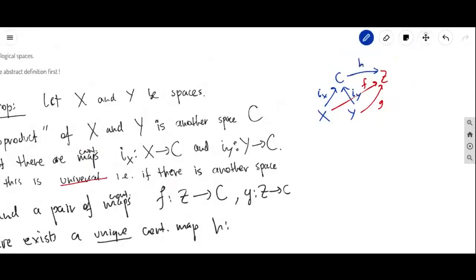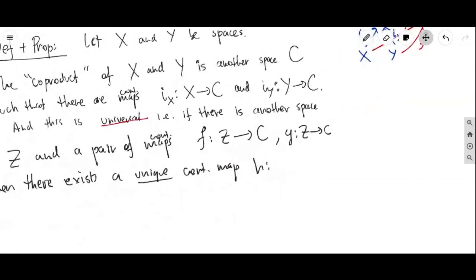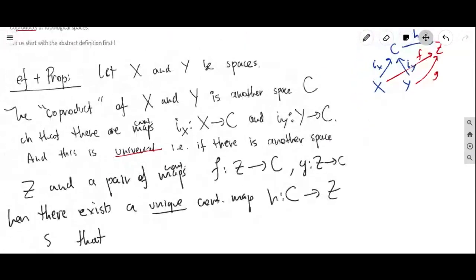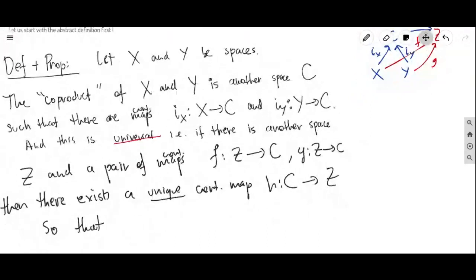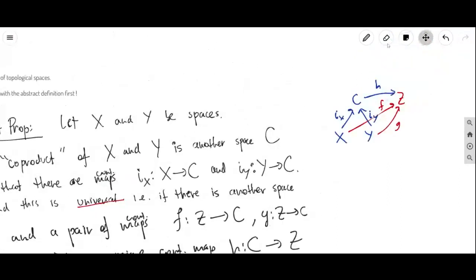So there's a map called H. So there's a unique map H from C into Z, so that the diagram commutes. That means that if you go along this red arrow, that's the same thing as going IX and H, and then going F. So that's called the coproduct.